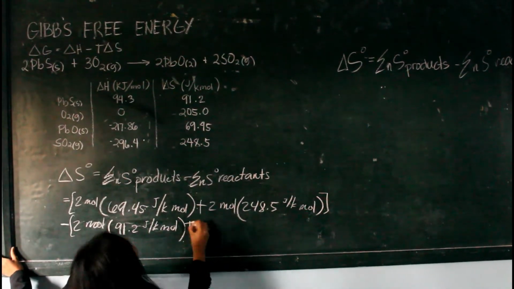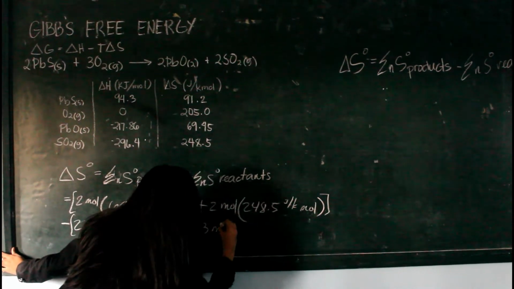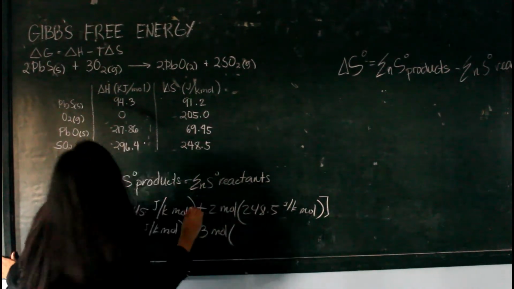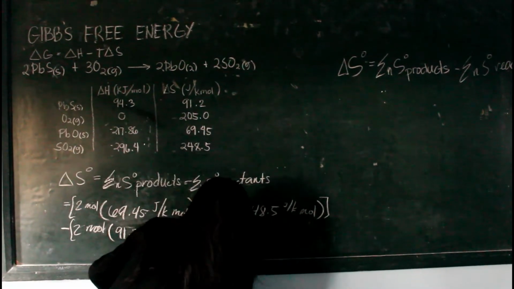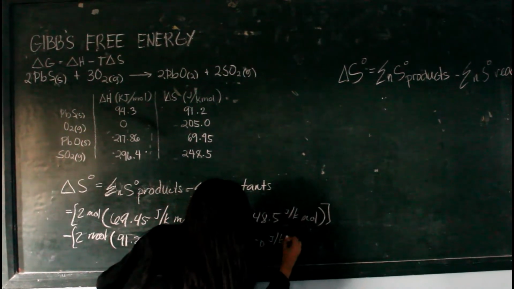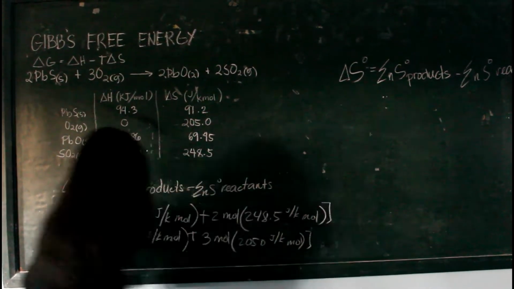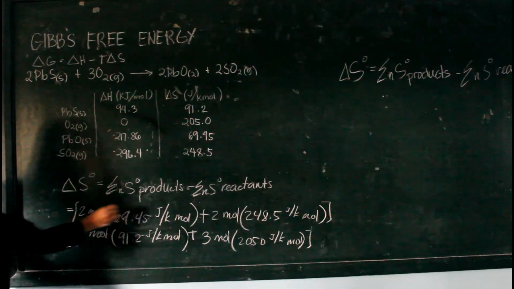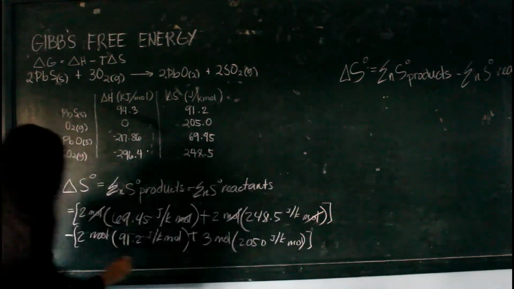plus 3 moles of oxygen, which is 205.0. So since we have moles here and moles here, you need to cancel this out, this, and also this.